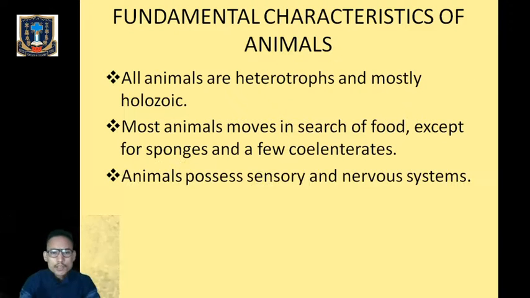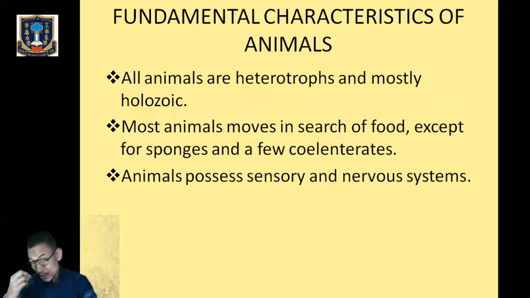Next one, animals possess sensory and nervous systems, and with the help of these systems, all the animals are able to receive the stimulus and show a response to the stimulus. In class 10 you have learned about the nervous system, right? So we are able to respond to our changing environmental conditions. We are able to respond to the stimulus.